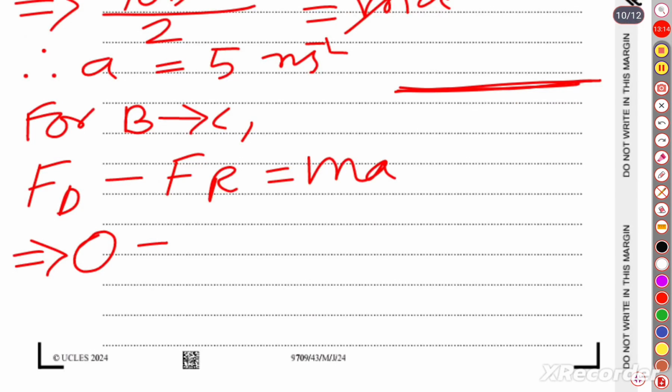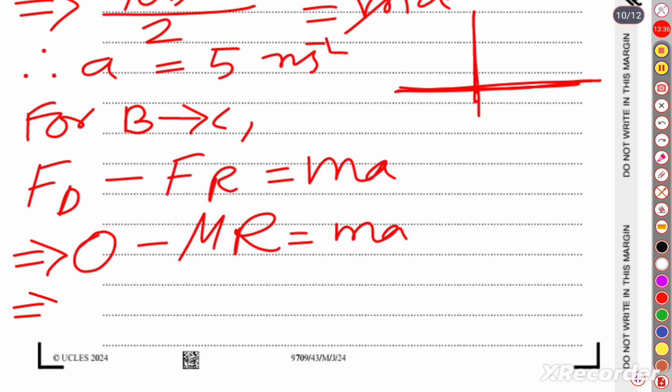Mu R. R is the normal reaction force, and it is equal to ma. Now let's find mu R. This is actually our normal force. The normal force is acting over there, and the angle must be 0 actually. So we are going to write our minus, that is, 0 is unnecessary to be written. Mu is our 0.1 and R.